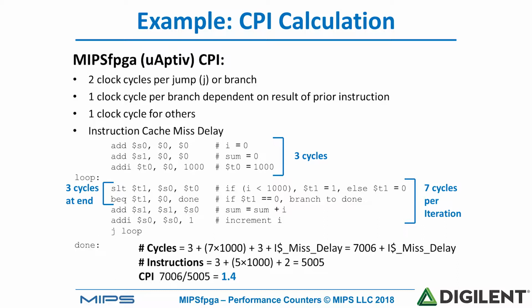So for this processor, we have 3 cycles for the preamble as before, 7 cycles per iteration because each of the branches and jumps take 2 clock cycles instead of 1. And finally at the end, the last 2 instructions, a set of less than and branch of equal, require 3 clock cycles because the branch takes 2 clock cycles. For this one, we have a CPI of about the same, 1.4.